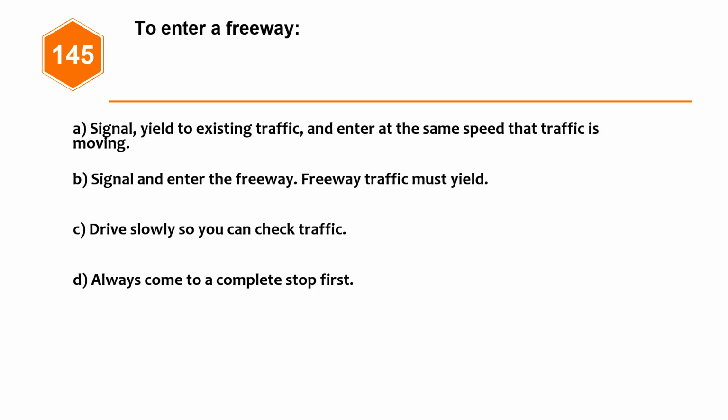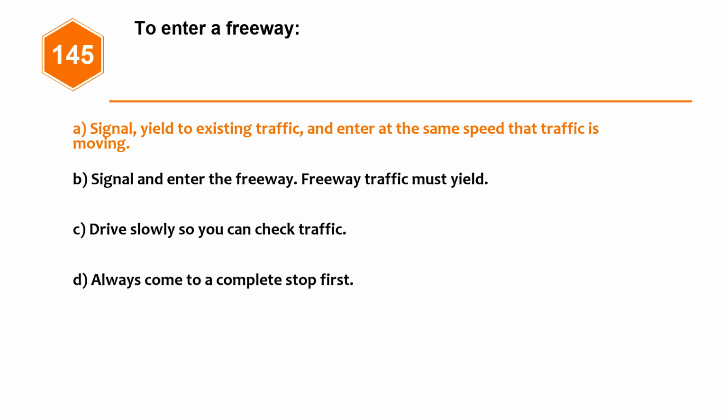Question 145. To enter a freeway. Option A. Signal, yield to existing traffic, and enter at the same speed that traffic is moving. Option B. Signal and enter the freeway. Freeway traffic must yield. Option C. Drive slowly so you can check traffic. Option D. Always come to a complete stop first.